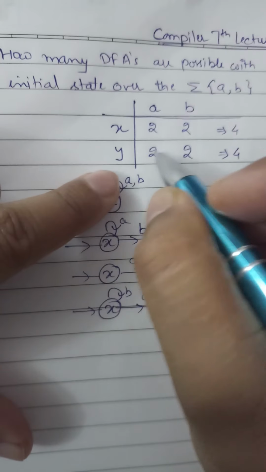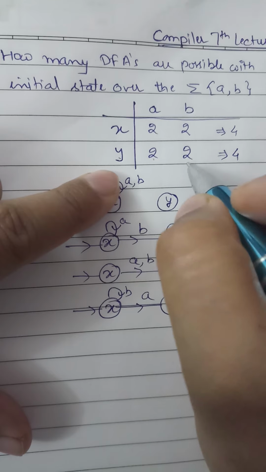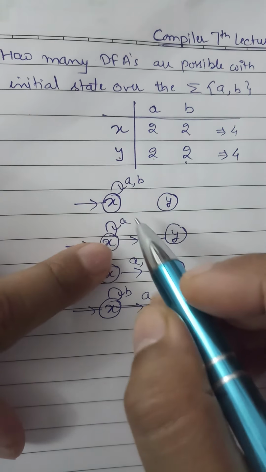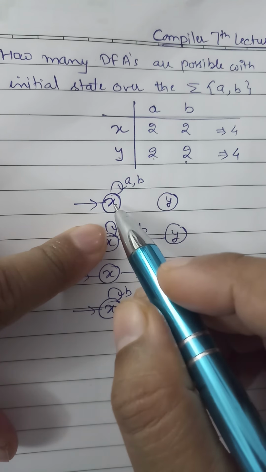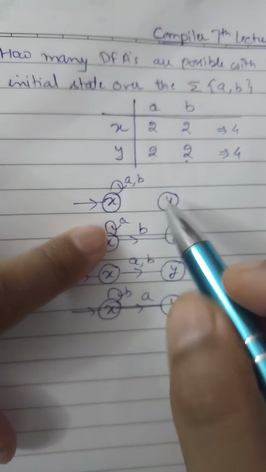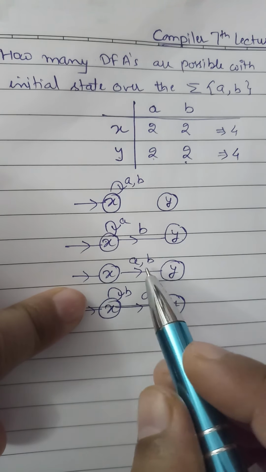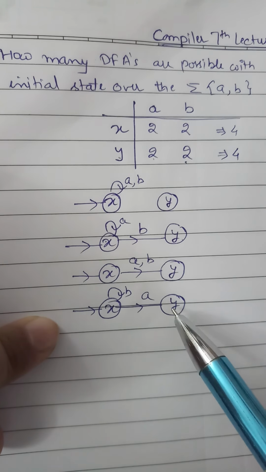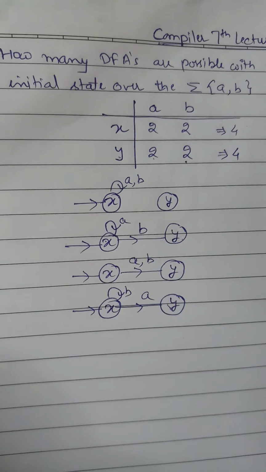For y, for the A alphabet, two choices. For y, for the B alphabet, there can be two choices. So total four choices for x and y. How? The transition for A and B from the x state can be like this. X is the initial state, A, B. Y can be like this: x, A, B, y; x, A, B, y; x, B, A, y. So these can be the possibilities. So there are four choices for x.